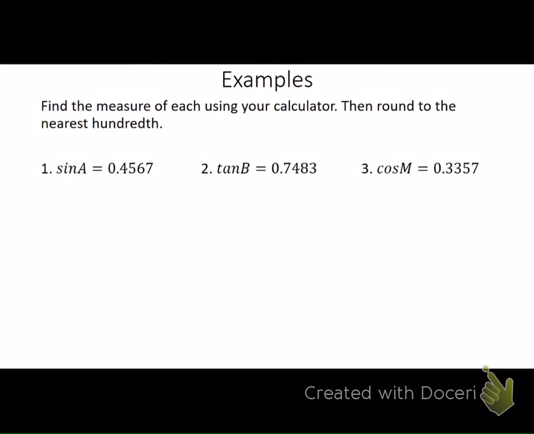So let's practice this. Find the measure of each using your calculator, then round to the nearest hundredths. So it's tenths, hundredths. So that's 2 decimal places. To find an angle measure, you have to use the arcsine or inverse sine. So you do sine to the -1 of 0.4567 equals our angle measure. So go ahead and do inverse sine, second sine, 0.4567.